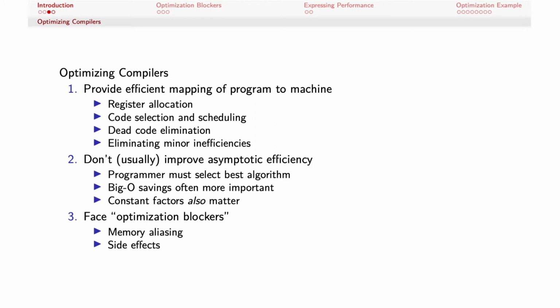One of the things that we can do to help the compiler optimize in the ways that we've been describing is to avoid things that we're going to refer to as optimization blockers. These are things that we can do in our program, usually unintentionally, that are going to prevent the compiler from employing the kinds of optimizations that we've been discussing. And we're going to look at two examples of that, memory aliasing and side effects.